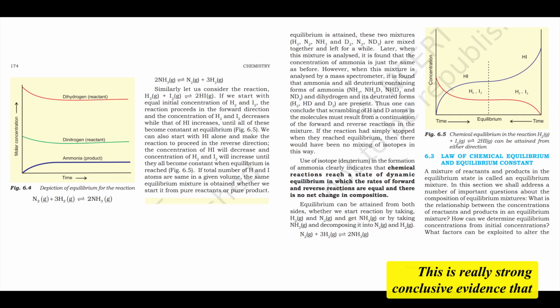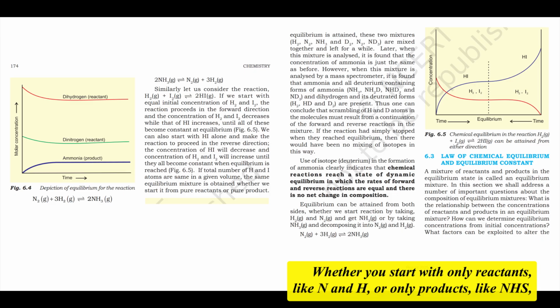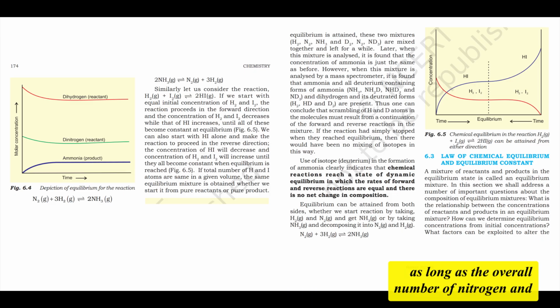This is really strong, conclusive evidence that chemical equilibrium is a truly dynamic process. The reactions never actually stop. They just perfectly balance each other out at equal rates. Another key takeaway for your exams is that equilibrium can be reached from either direction. Whether you start with only reactants, like N2 and H2, or only products like NH3, as long as the overall number of nitrogen and hydrogen atoms in the container is the same, you will eventually arrive at the very same equilibrium mixture with the same final concentrations.